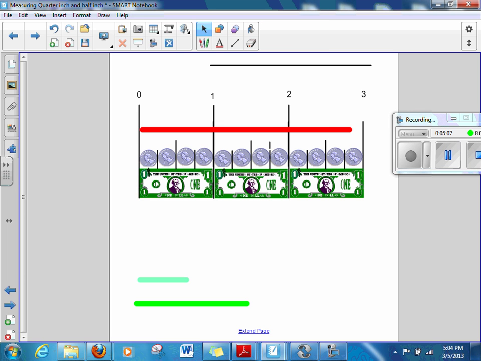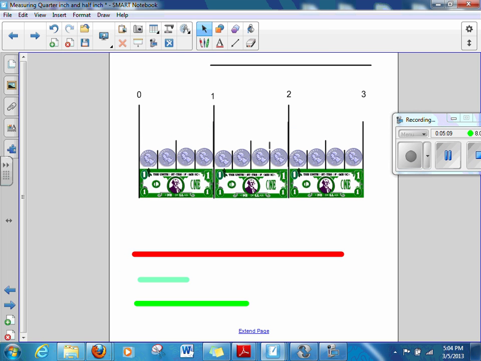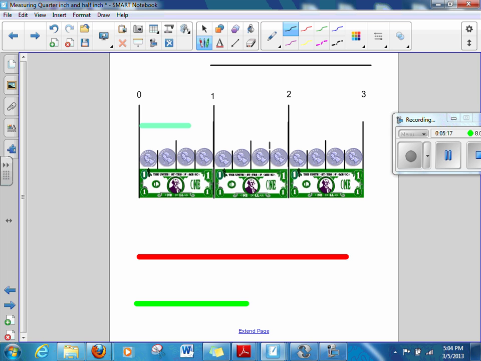Let's try a different line. Let's go with the little blue one. Move that one up. Start at 0. We're measuring to the nearest 1/4 inch. There's 1/4, 2/4, 3/4, and that blue line doesn't even make it to the inch mark. It goes right to there.